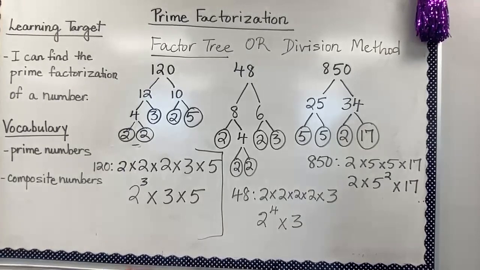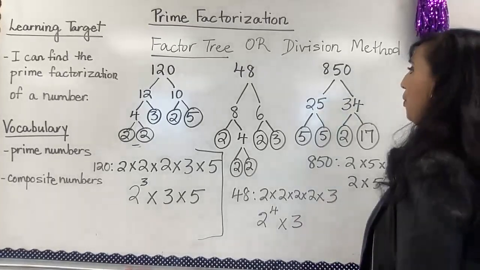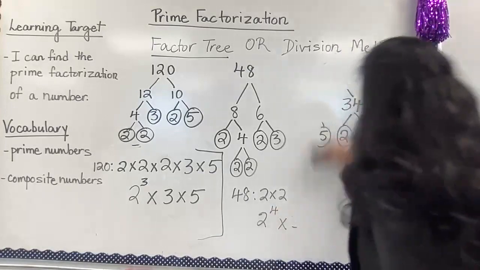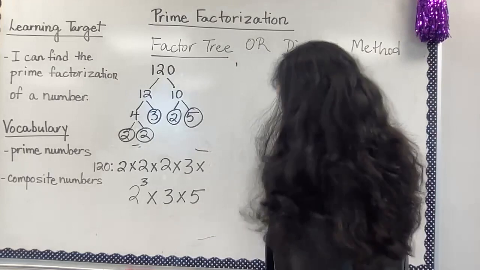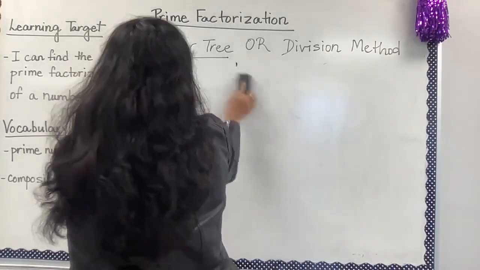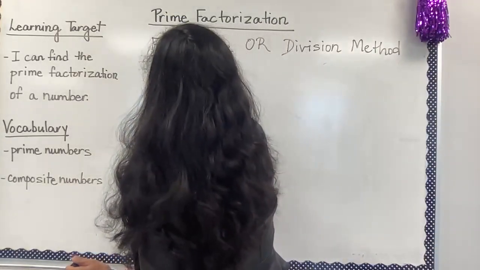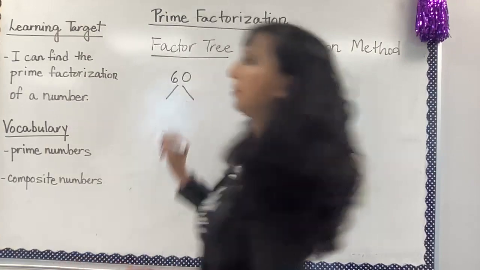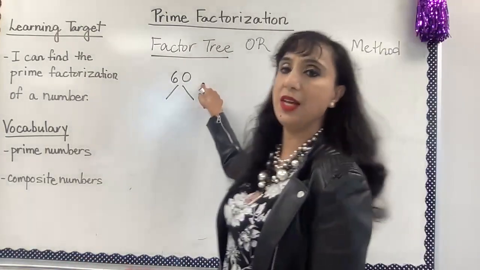All right, now I'm going to show you a prime factorization of a number using factor tree and the division method. So I'm going to erase this, and I'm going to use the number 60. All right, so the factor tree method first. So if I have 60, let's look at this. All right, so I know again this is ending in a 0.